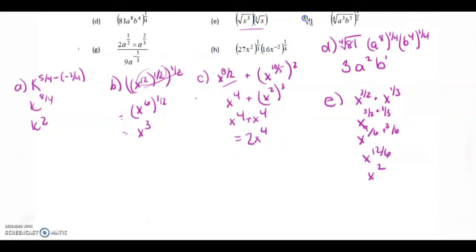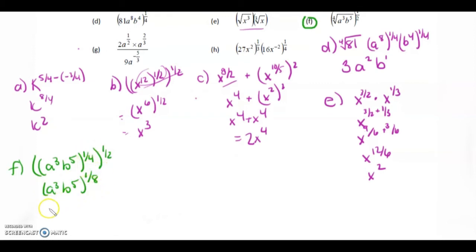Okay, so we're on to F. And that's to the 1/2. Okay, so we have bracket a cubed, b to the 5, to the 1/4, because that's like the root sign, and then that's to the 1/2. So let's do again, a cubed, b to the 5, and then that's going to be to the 1/8. So it's going to be a to the 3 to the 1/8, b to the 5 to the 1/8, which we can just write as a to the 3 over 8, b to the 5 over 8.